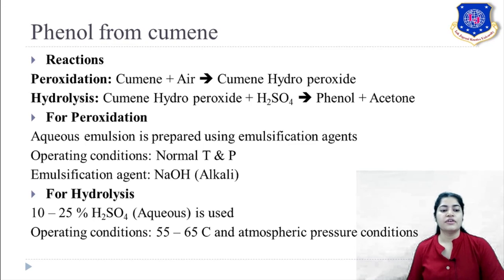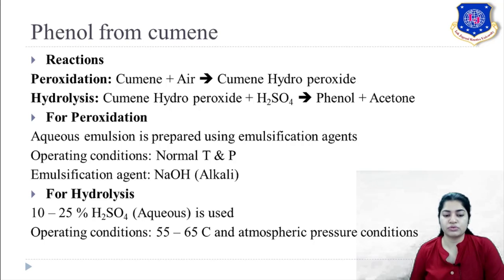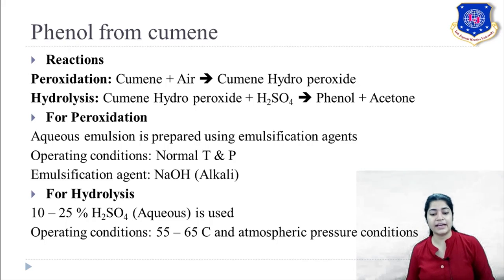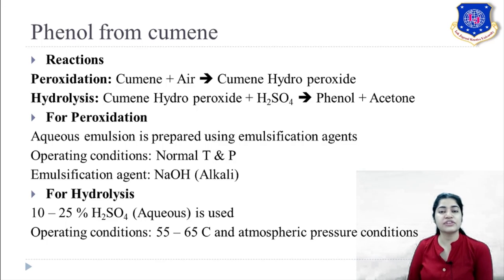Now, the first method is phenol from cumene. This is the first process we will study. The first reaction is the peroxidation reaction, in which cumene and air react to give cumene hydroperoxide. So the first intermediate formed is cumene hydroperoxide. The second reaction is hydrolysis. This cumene hydroperoxide reacts with sulfuric acid to give you phenol and acetone, right?